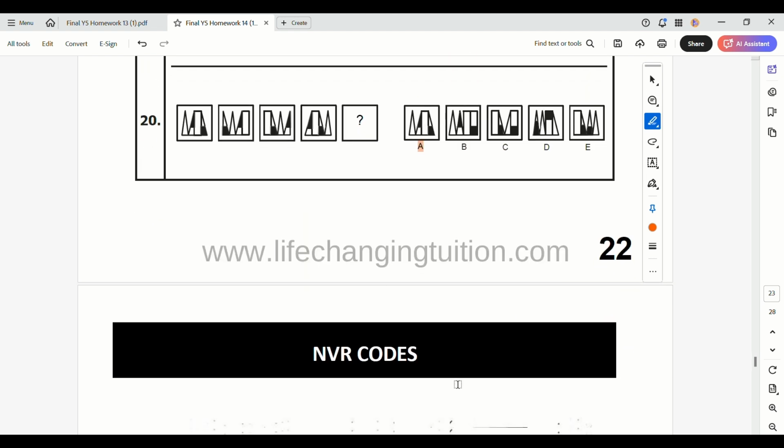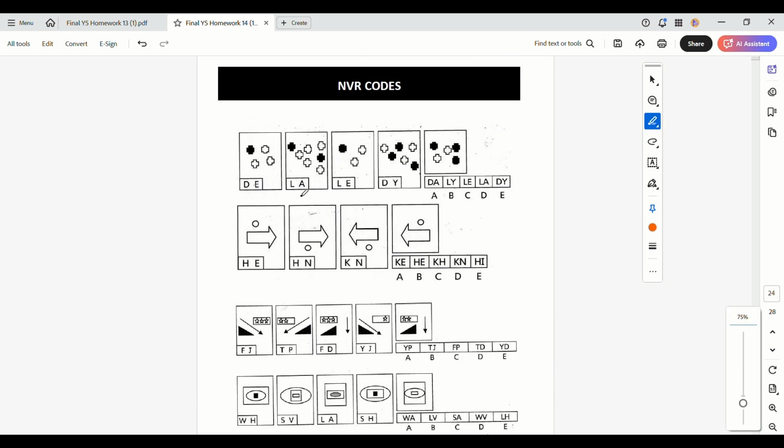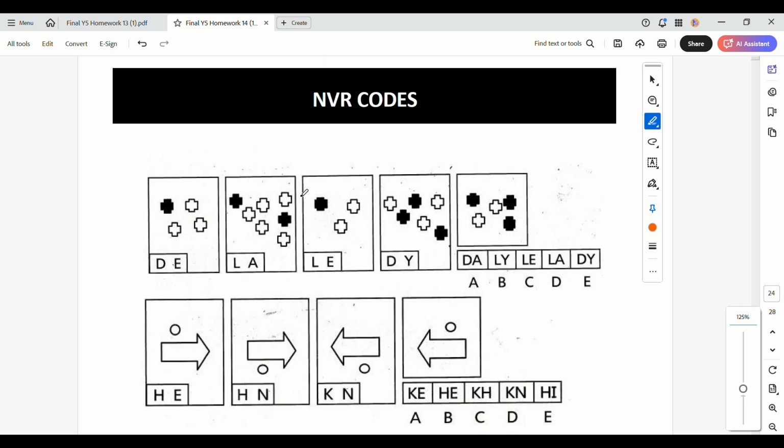B doesn't have it. Okay, let's go on to page 23, back to NVR codes, which is the topic of today's homework. Okay, so L and L seems to mean that there is... I'm not actually sure, so let's look at something else. Let's look at the E. E and E definitely means there's one black plus. Therefore, A would mean 2 and Y would mean 3. So if Y means 3, this one has to end in Y.